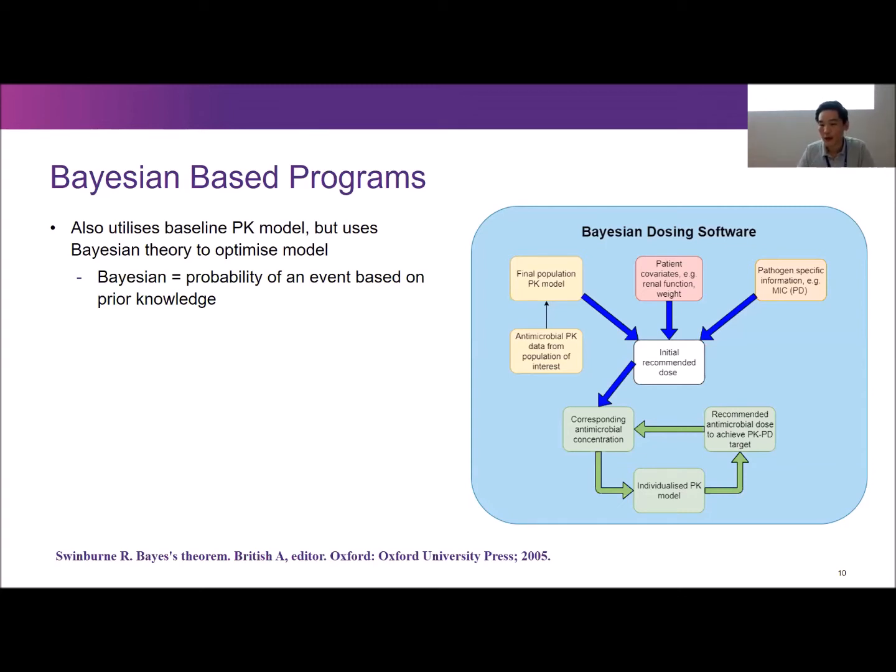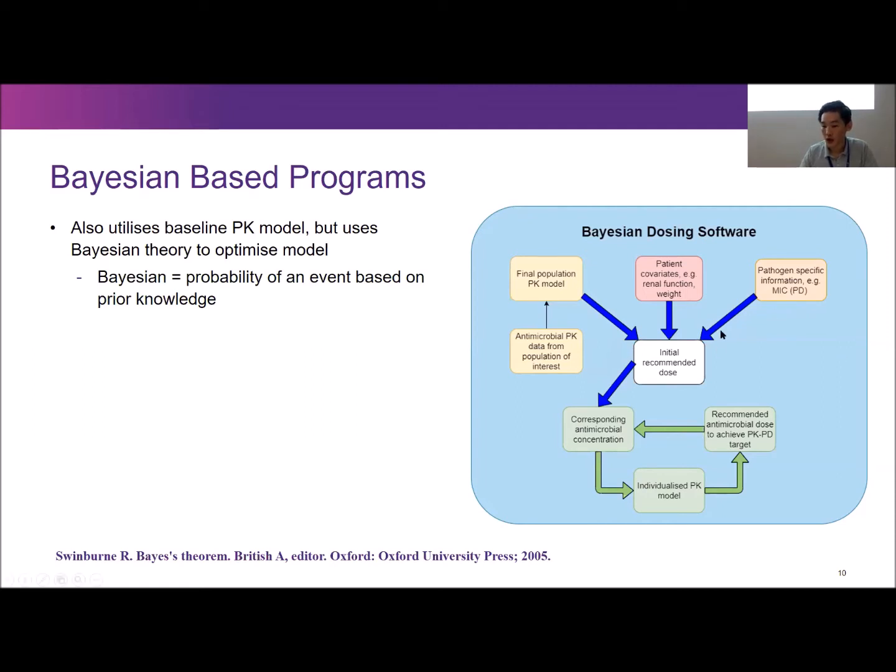So again, if we have a look at the graph on the right here, similar to your PK models, you have a PK model that underlines the backbone of this dosing program. You input your patient covariate data such as renal function, weight, height, and age. And if you know what pathogen you're dealing with, or if you have a specific MIC or breakpoint that you would like to target for, you can include this information as well. The dosing program will then analyze all of these different pieces of information here, and it will recommend a corresponding antimicrobial dose that you can prescribe for your patient.